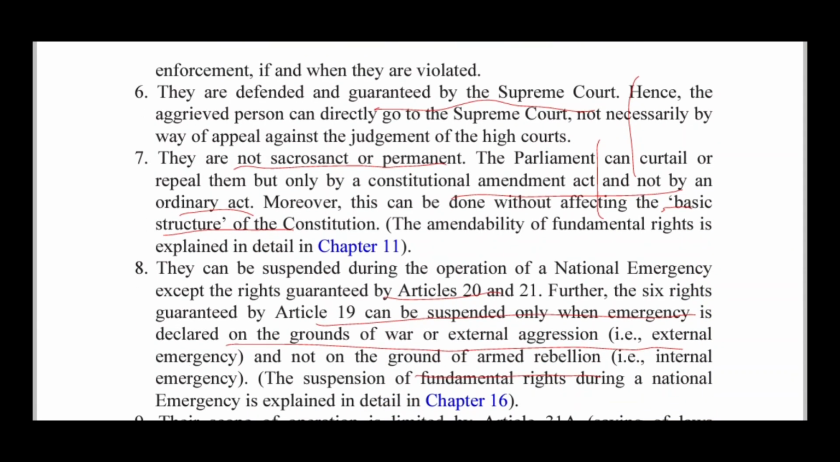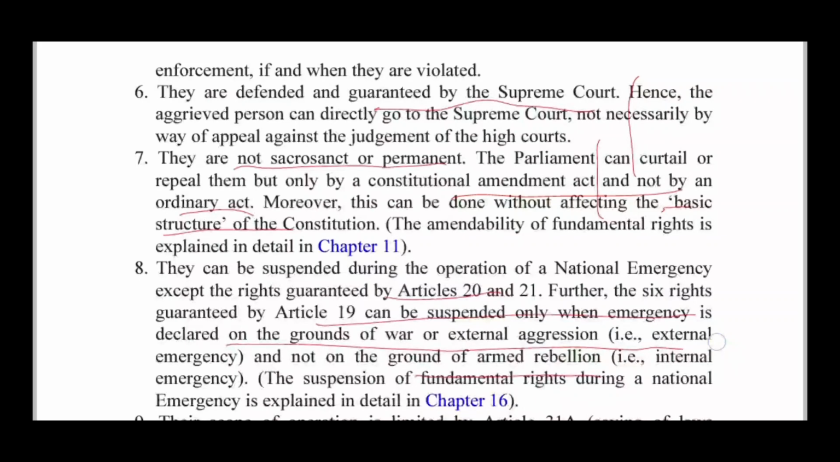The eighth one is that it can be suspended during the operation of a national emergency. And there is an exception as well. All the fundamental rights cannot be suspended. There are some fundamental rights like Article 20 and 21 that cannot be suspended at any cost. So other fundamental rights can be suspended during the national emergency. And again, the 6 rights guaranteed by Article 19 can be suspended only when there is an emergency declared on the ground of war or external aggression.